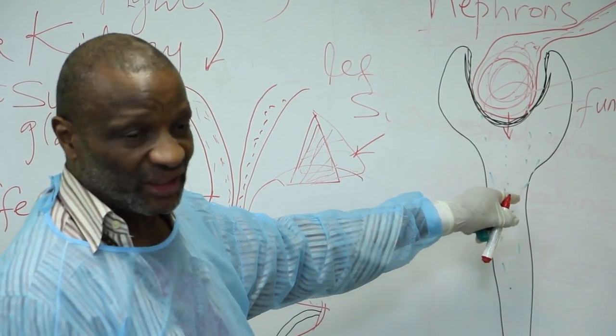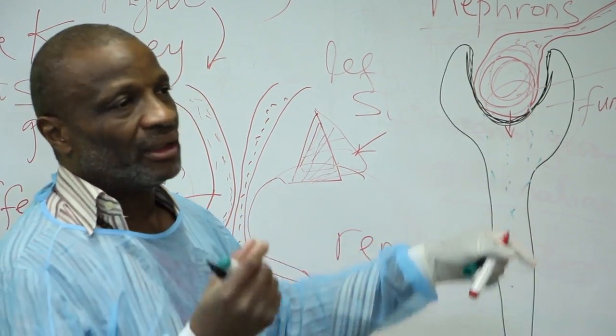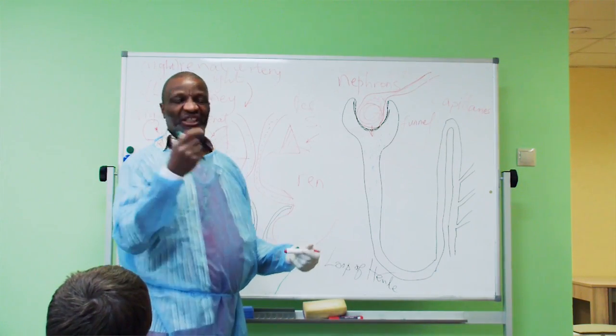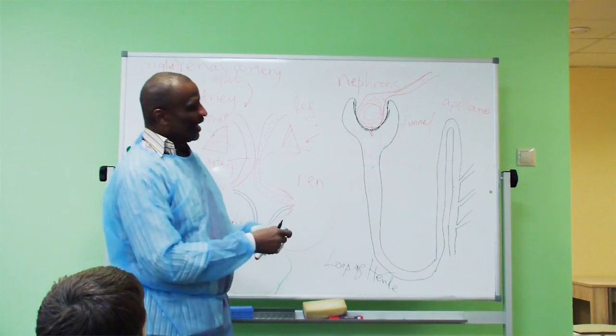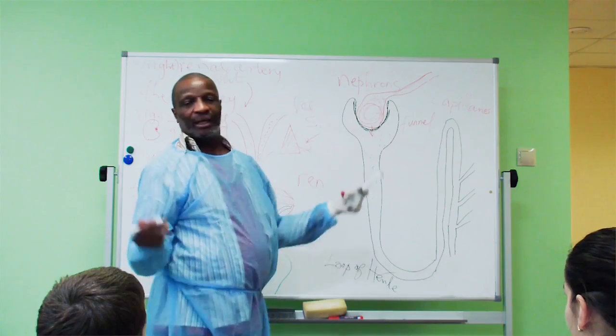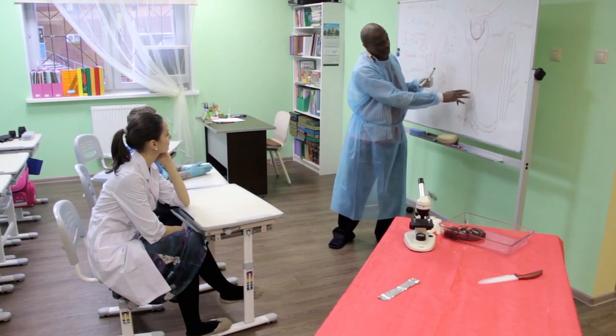Water can pass here. And as water is passing here, uric acid and urea are also passing. So that's why it keeps in here. And now there are certain things that are passing here as well.